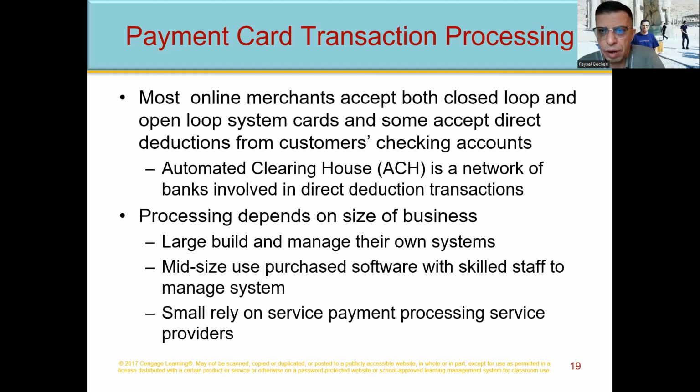Payment card processing. Most online merchants accept both closed loop and open loop system cards, and some accept a direct deduction from the customer's checking account. It can be done. The automated clearing house is a network of banks involved in direct deduction and transactions on a daily basis, probably supervised by the central bank.